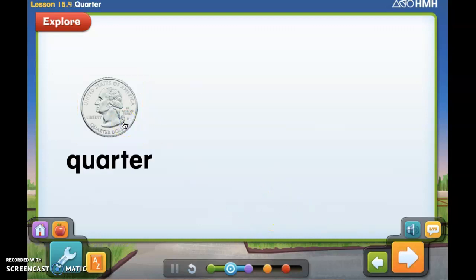Quarter. A quarter is silver or gray. It has a picture of George Washington, our first president, on the front. This side is called heads. The other side of the coin is called tails. Flip the quarter over and take a look.